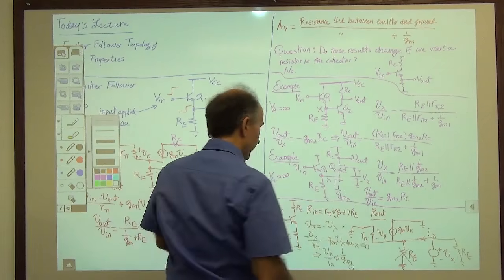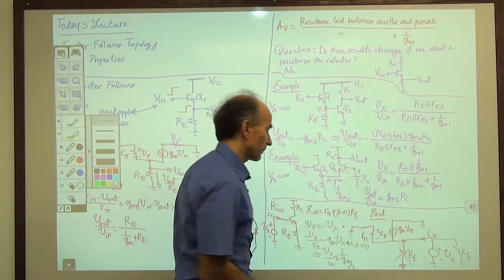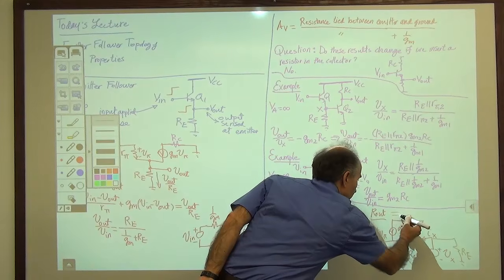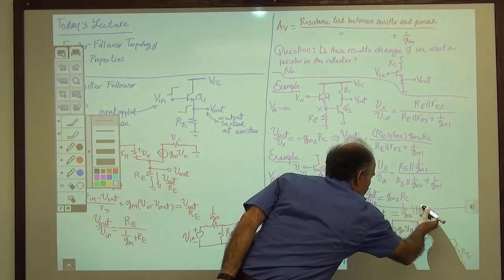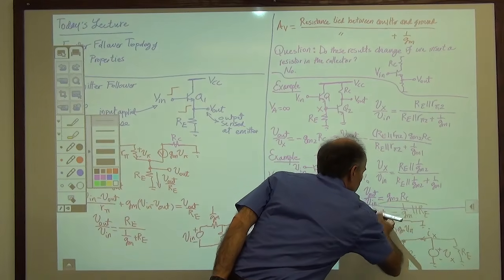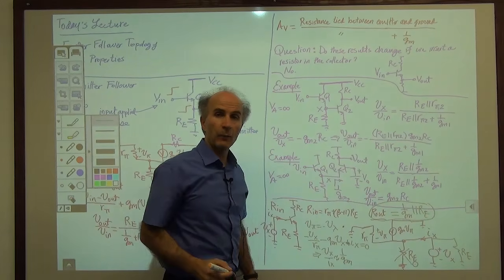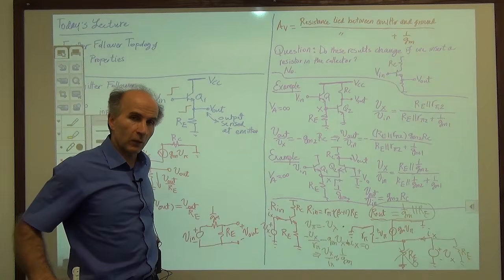So I don't want to go to another page. I want you to have all of this on one page. So I will write R out as 1 over Gm in parallel with Re. Okay, that is the output resistance of the emitter follower.